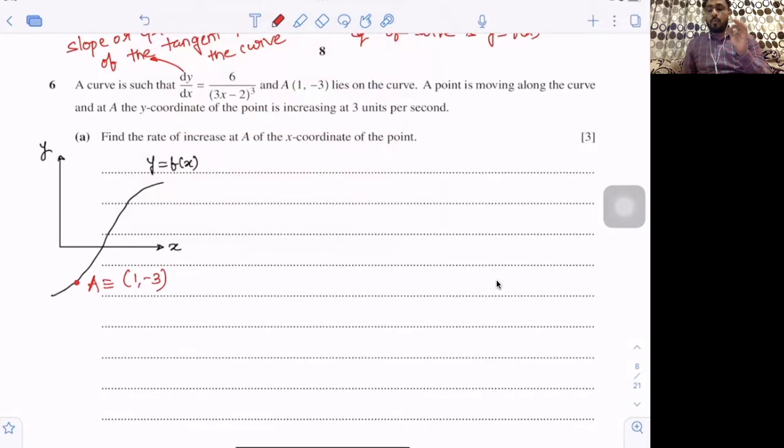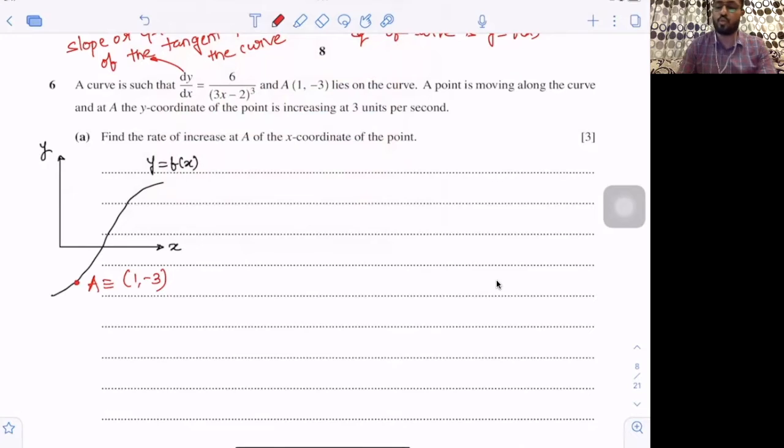Now a point is moving along the curve. So there's a point which is moving along the curve, and at A, the y coordinate of the point is increasing at 3 units per second. Now, what is this, students? This is the rate measure. The y coordinate of the point at point A is increasing at a rate of 3 units per second.